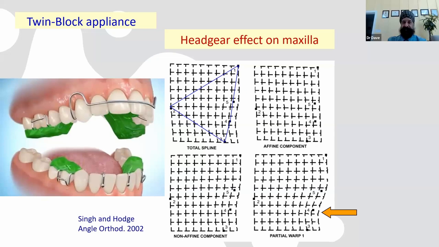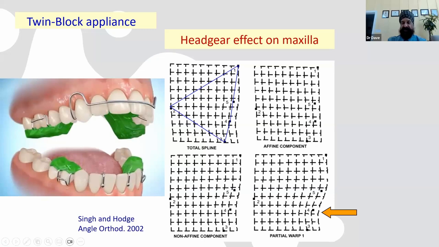However, very few people, if anyone, has actually looked at the effect of the mandibular advancement devices on the maxilla in adults. So here's a study that we did in orthodontic cases. We used a pretty elegant mathematical modeling called the spline analysis. We were able to separate the affine and non-affine components. The affine components are the uniform components of change. The non-affine components are the more localized aspects.